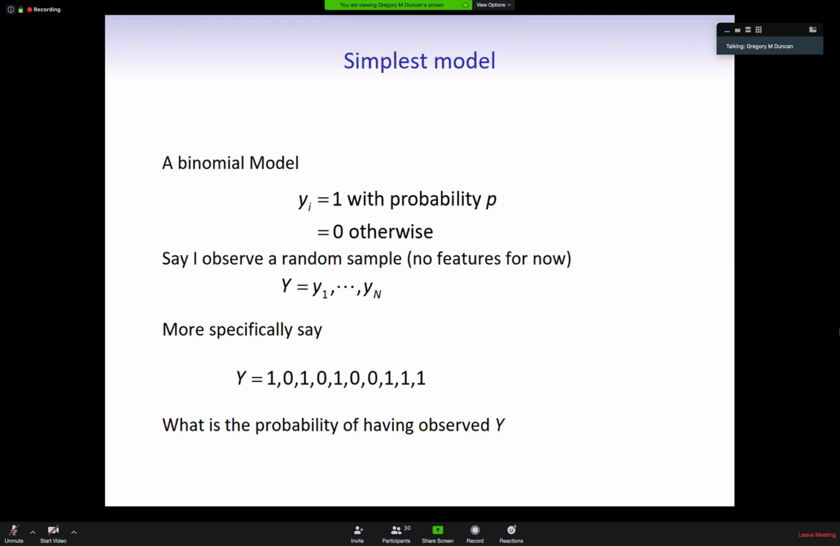What's the probability I observe a 1 and a 0, provided they're independent? That's why a random sample is really important here. Well, the probability I get a 1 and a 0 is the probability I have a 1 times the probability I have a 0. So it's going to be P times 1 minus P. And now what we're going to do is go through this whole vector Y and figure out the probability of having observed Y.